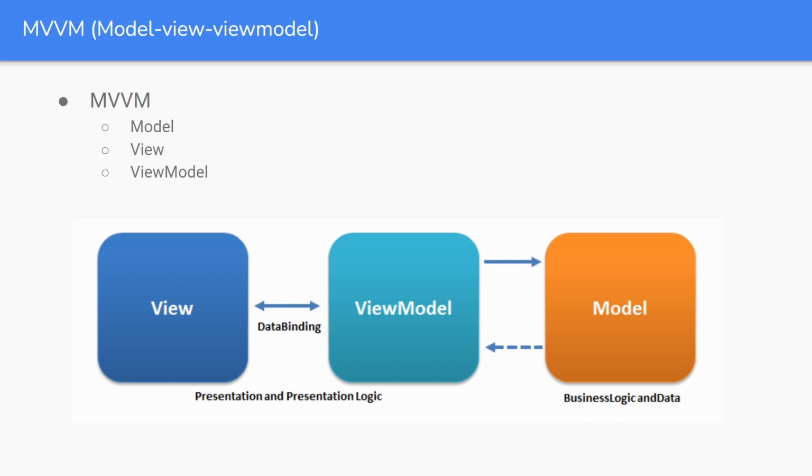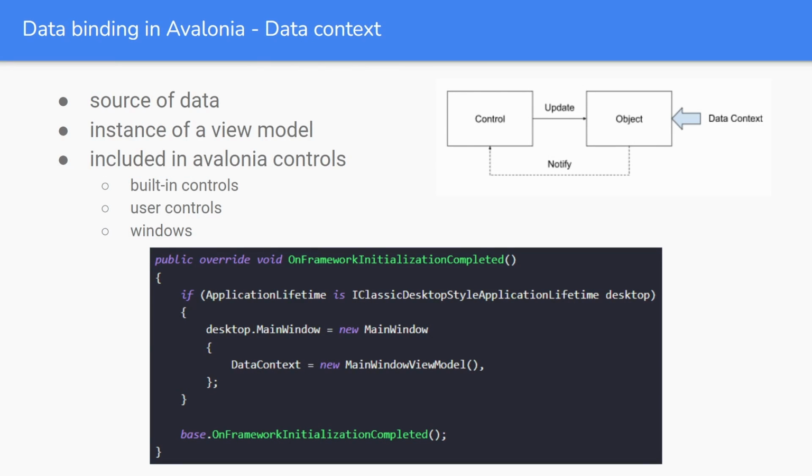Models, instead, are just non-visual classes that encapsulate the application's data. They can refer either to a domain model or to a data access layer entity. Data binding usually finds its place between the view and the view model. But now, let's see how to actually implement data binding in Avalonia.